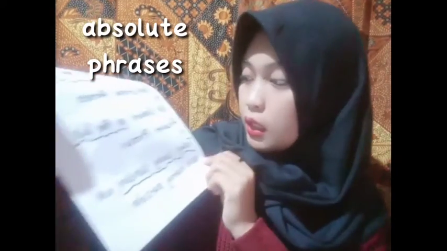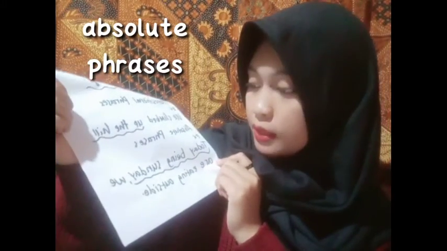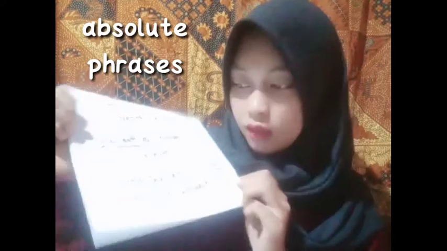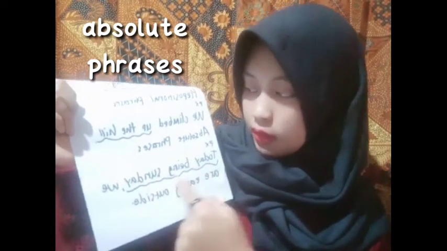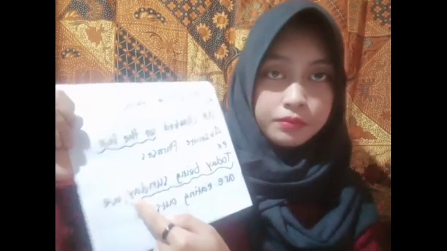Okay, next is absolute phrases. An absolute phrase has a subject but not an action verb, so it cannot stand alone as a complete sentence. It modifies the whole sentence, not just a noun. For example, today being Sunday, we are eating outside. The underline is the absolute phrase.